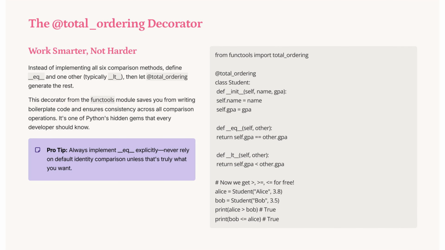The total_ordering decorator simplifies comparison operations by generating missing methods. Define __eq__ and one other, like __lt__, to automatically get the rest. This reduces boilerplate and ensures consistency. Always implement __eq__ explicitly to avoid default identity comparison. In the student class, this approach allows us to compare GPAs effortlessly.